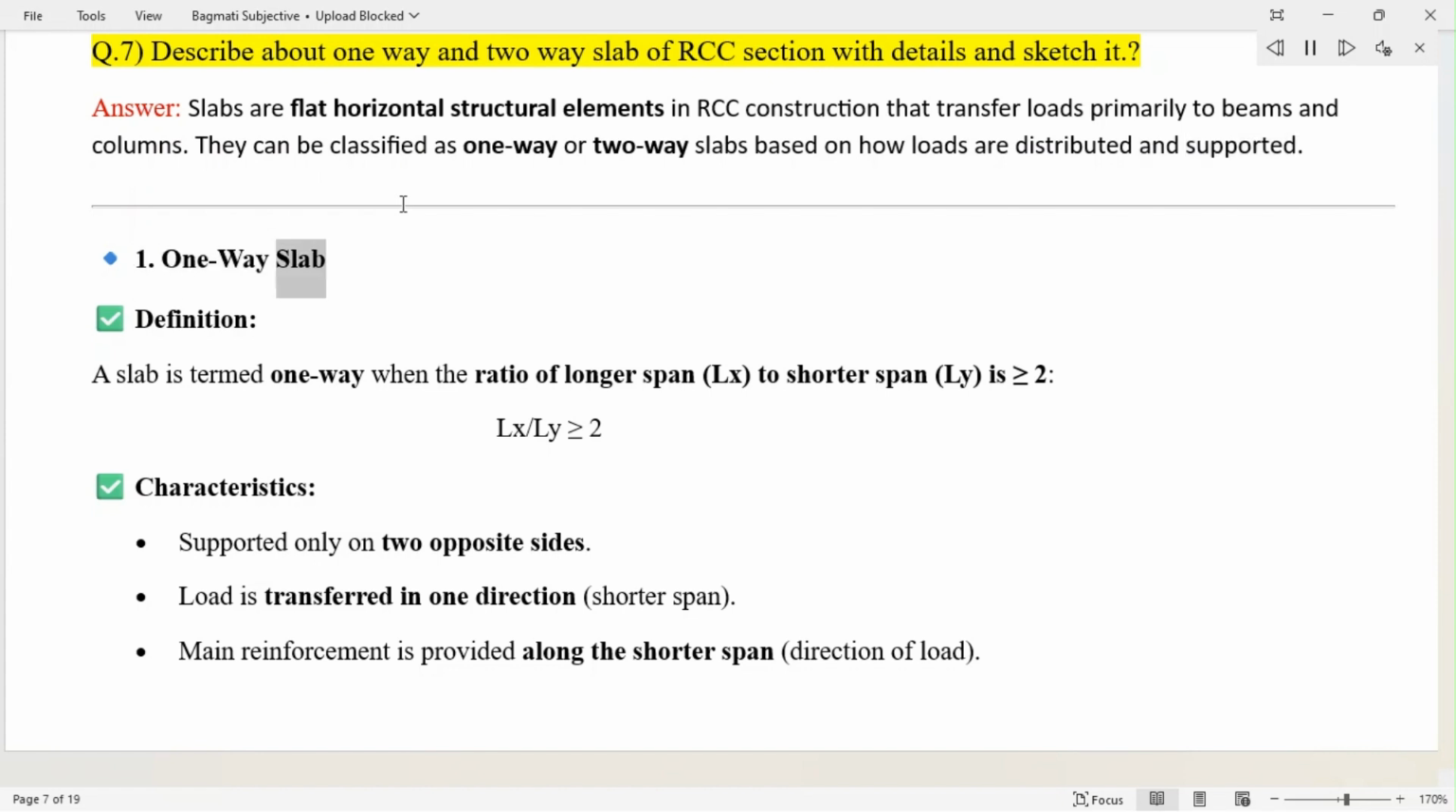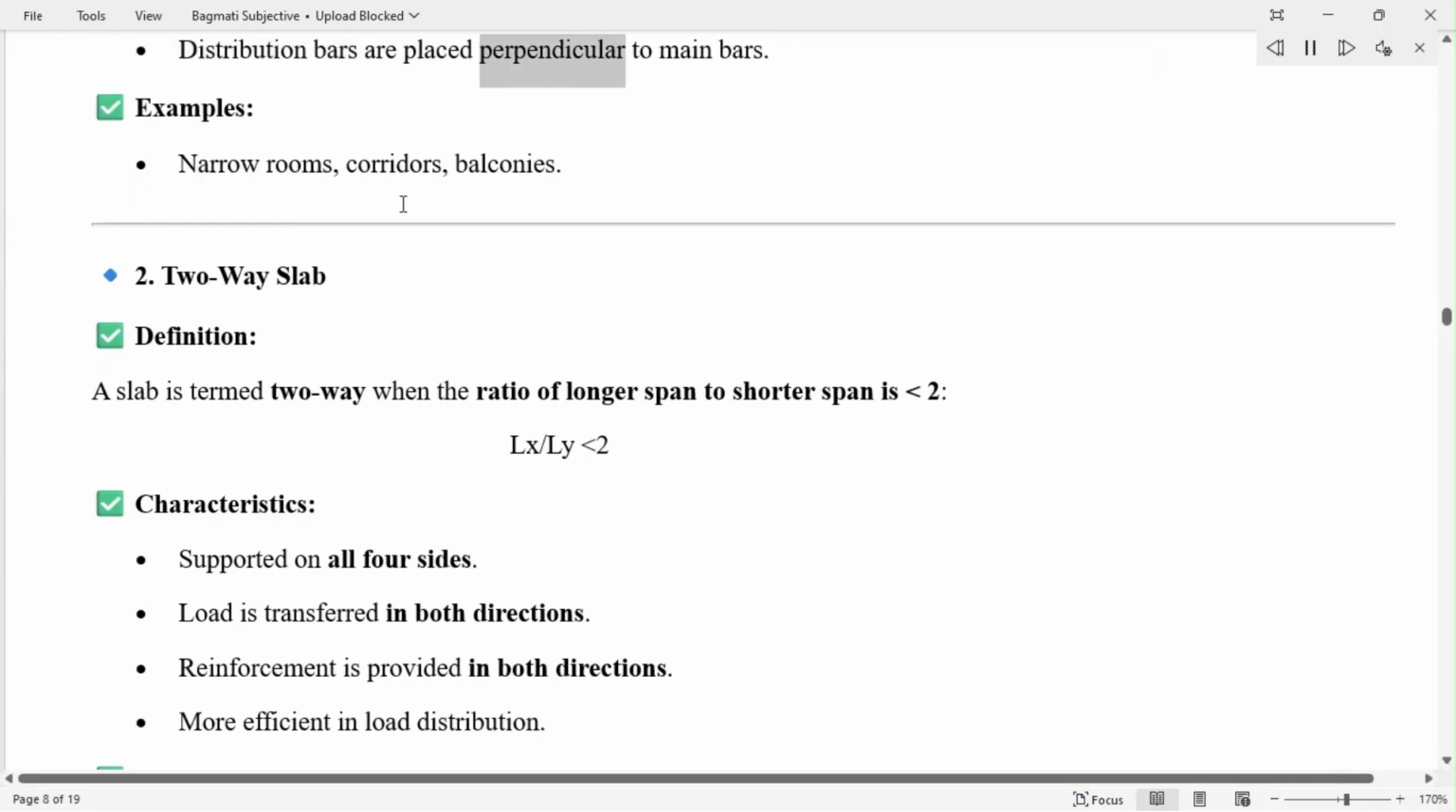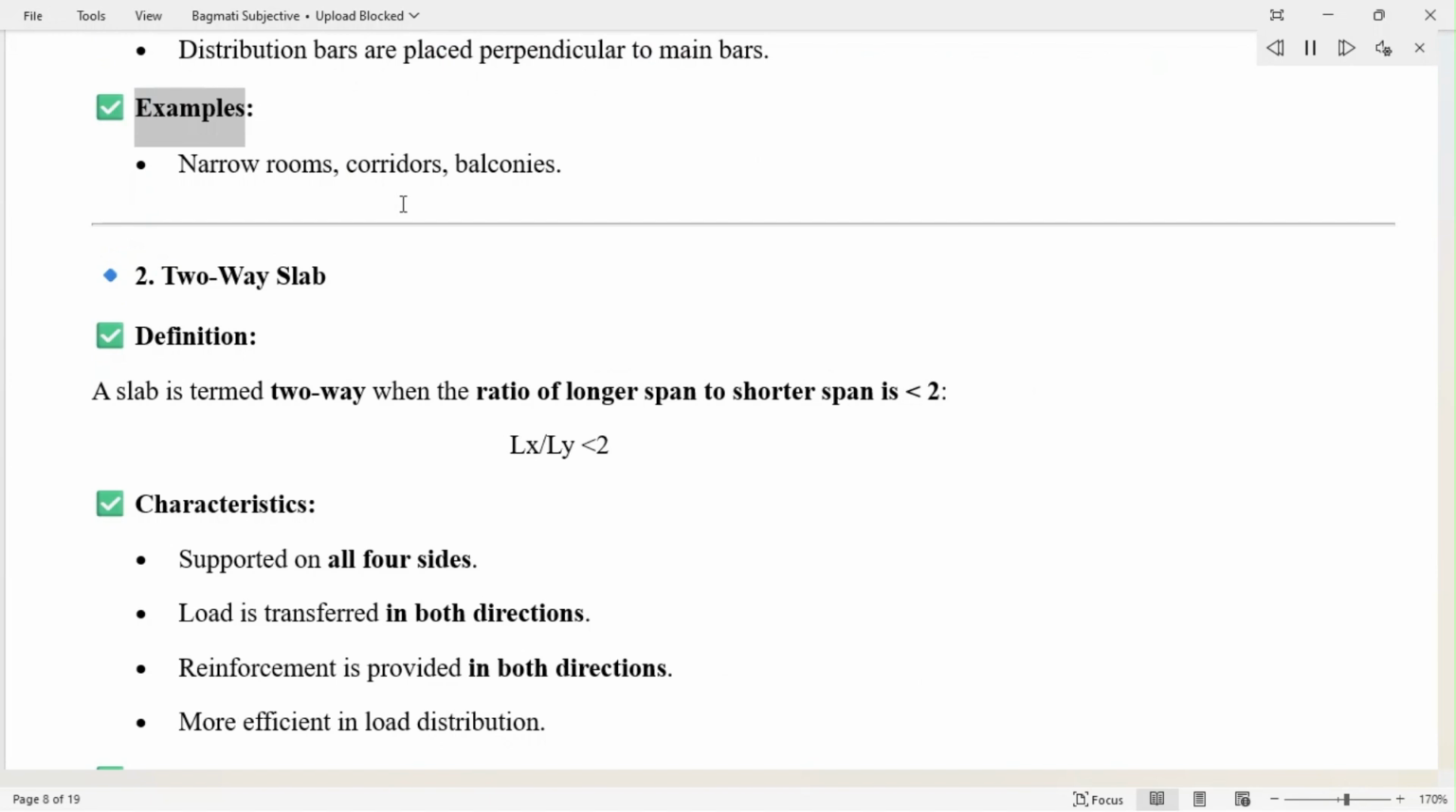One-way slab. Definition: a slab is termed one-way when the ratio of longer span, Lx, to shorter span, Ly, is greater than or equal to 2, that is, Lx/Ly ≥ 2. Characteristics: supported only on two opposite sides. Load is transferred in one direction, along the shorter span. Main reinforcement is provided along the shorter span, in the direction of load. Distribution bars are placed perpendicular to the main bars. Examples: narrow rooms, corridors, balconies.